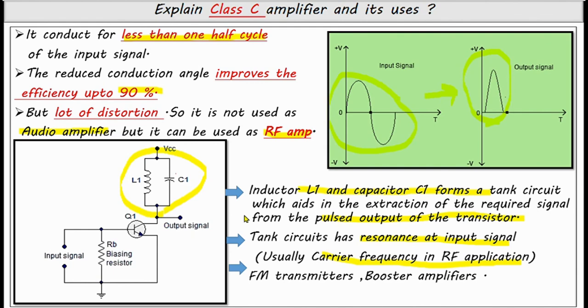So class C amplifiers are mainly used in FM transmitters and booster amplifiers. They cannot be used as audio amplifiers.